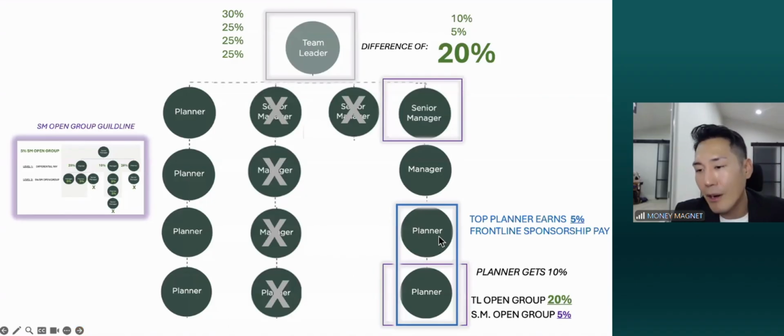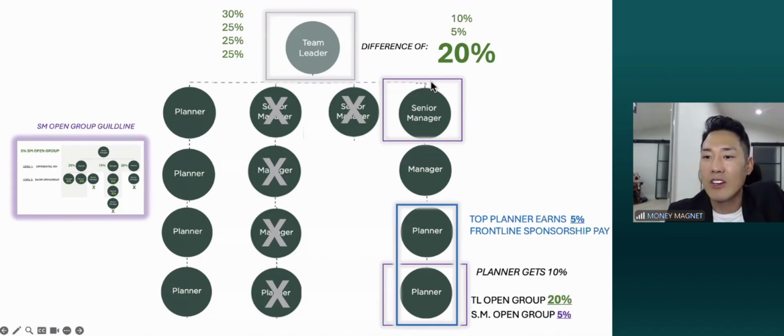So now remember, a planner and planner's transaction, right? The top planner is going to make a 5% override for frontlining an equivalent planner, right? So he gets his 5% sponsorship pay, right? But remember, the bottom planner is going to get 10% of what they buy or sell as well, right? So 15% is already accounted for and paid out immediately, right?